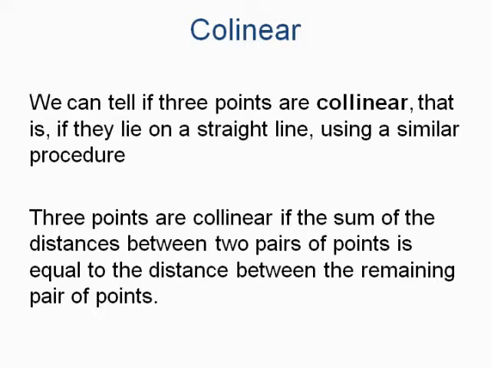So anyway, we can tell 3 points are collinear, or if they lie on a straight line, using a similar procedure. So 3 points are collinear, and I think that's 2 L's here. So let's take the pretty blue here. Gosh, young, you are just a stickler, and we will fix this graphic. Okay, 3 points are collinear if the sum of the distances between 2 pairs of points is equal to the distance between the remaining pair of points.